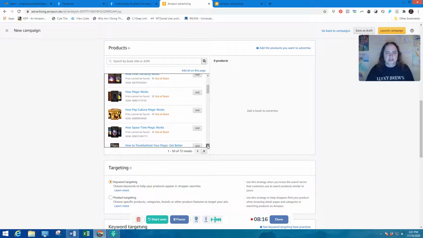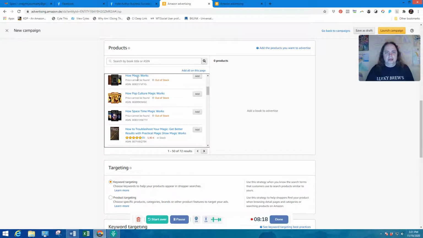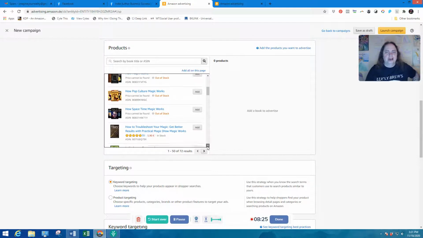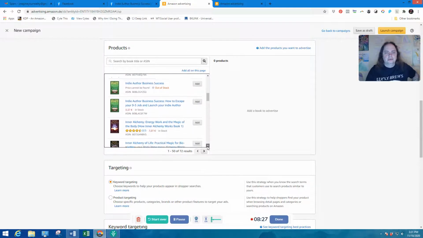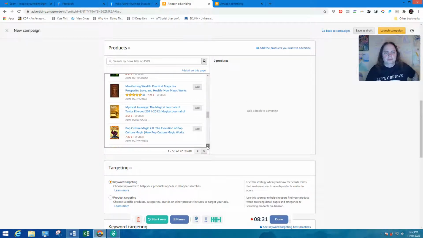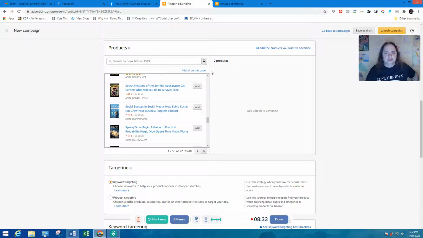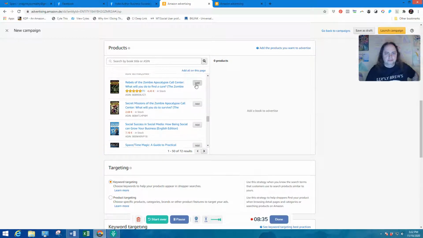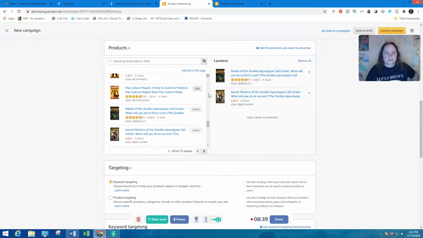In this case, you see here they have what I think is a new feature. For whatever reason, they have all these listed as out of stock, but I think they'll improve on that eventually. Let's hope so anyway. But for right now, we're just going to scroll down here. Okay, there's Secret Missions. There's Rebels, 2 of the books in the series.